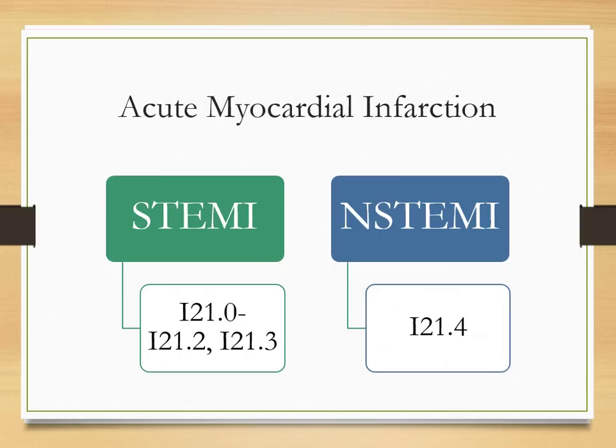All right. And this particular code, I-21.4, I should also mention, is for non-transmural MIs in addition to non-STEMIs. Now, if the patient has a type 1 non-STEMI and it evolves to a STEMI, you're going to assign the STEMI codes. Let's say that again. If the patient has a type 1 non-STEMI and it evolves to a STEMI, you're going to code it as a STEMI.